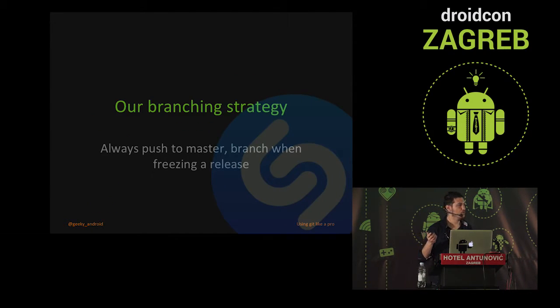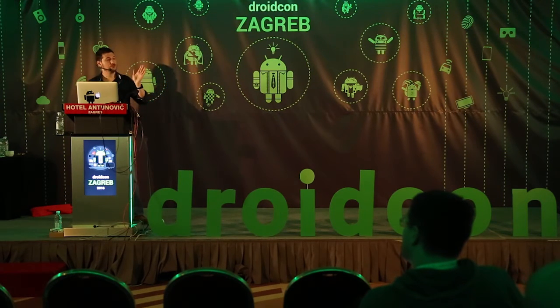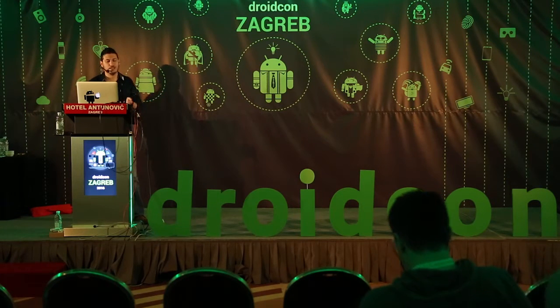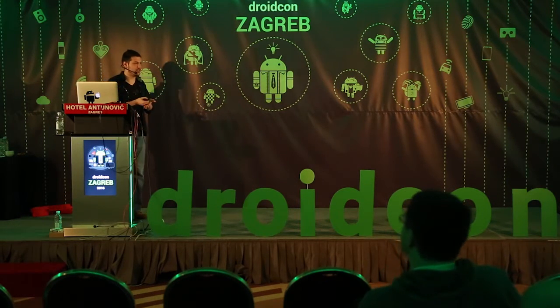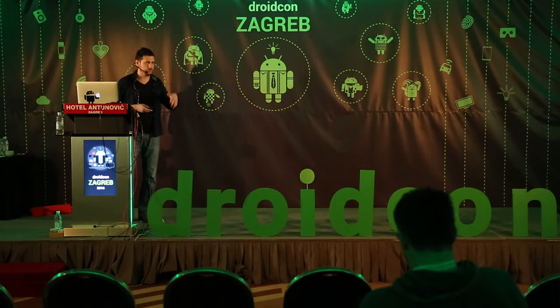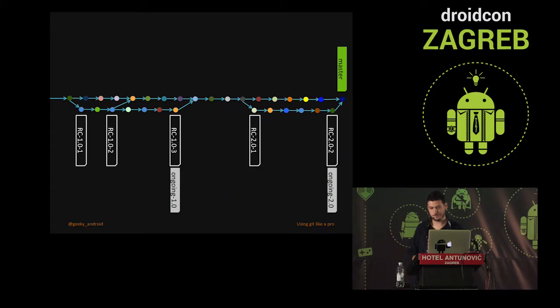So now let's get back to how we use it. Our branching strategy is very simple. We always push on master. We branch when we're ready to freeze a release. Now, every time I say this to people, they think I'm crazy. It's not a very common pattern in the mobile world for some reason. Backend teams and server teams have been using this for many, many years. It requires a lot of prerequisites, though, for it to work. So it's not an easy thing to do, but it's very much worth it, and I will explain why.